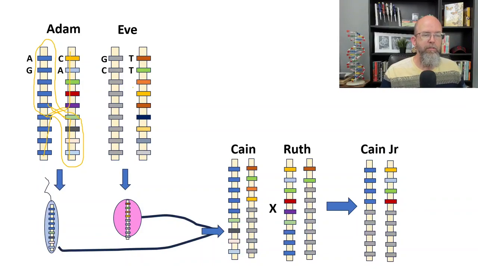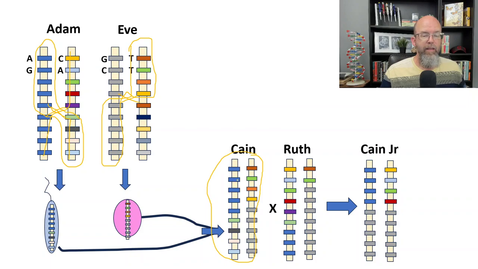All right, what happened to Eve? Well, she's got a crossover event that occurred right here. Right there. And so what she's passing to her offspring is this chromosome right here, at least to Cain. So Cain gets this thing right here, and he also gets this from Adam. And so now we see those two come together, and that's what his chromosome number one is. So he's got a new combination. He's combining this blue gene with this orangish one here.